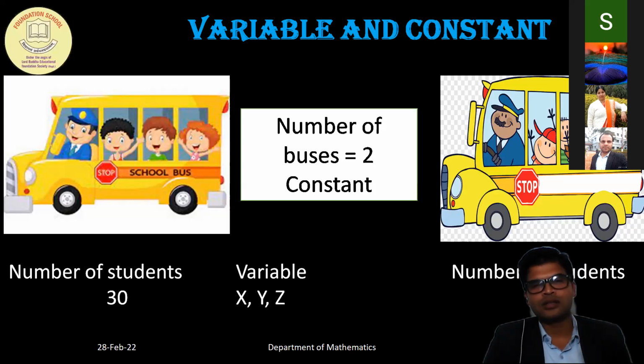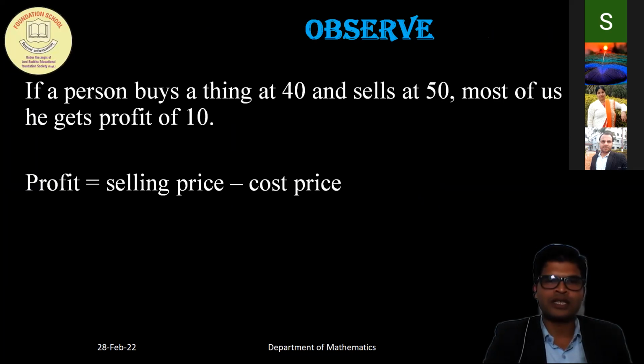And what is constant? The number of these two buses is 2. So every day it is 2. So the number of buses is not changing. The same number of buses is there every day. So this is the constant. So we should try to elaborate and tell the students what a variable is and what a constant is.